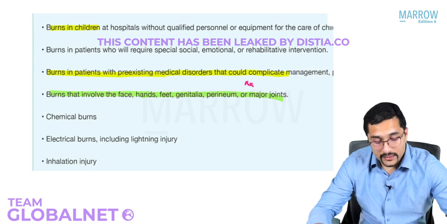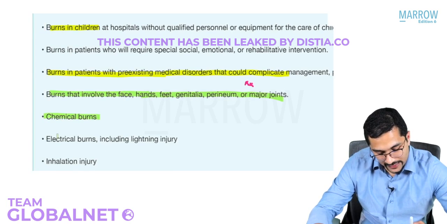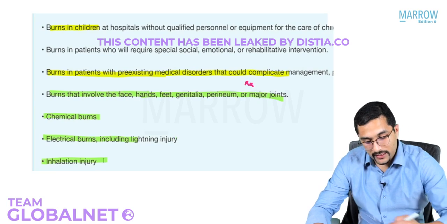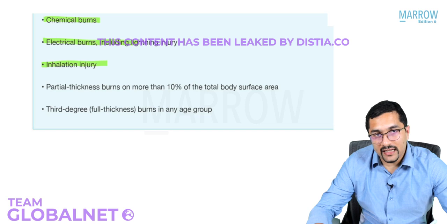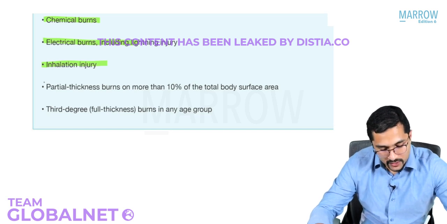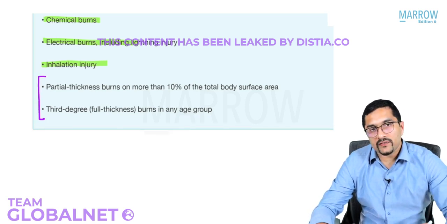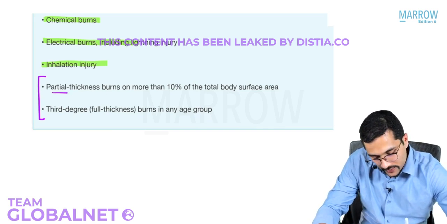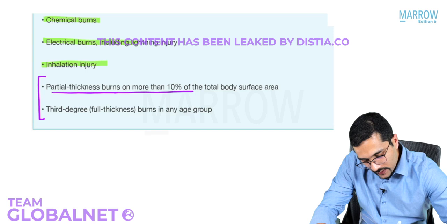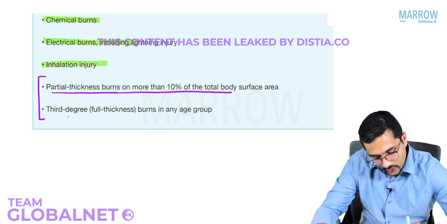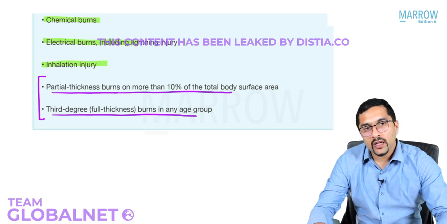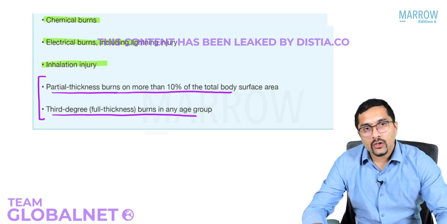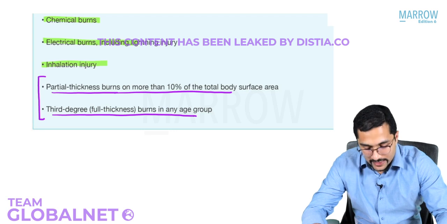Any chemical burns, any electrical burns, any inhalational injury if it is present. And these two are the ones which have been asked most frequently in the exam. Any partial thickness burns more than 10% body surface area, or any full thickness, that is 3rd degree or 4th degree burns, right? So partial thickness burns more than 10%, or any full thickness burns in any age group. These two are also criteria to refer a patient to a specialized burn center.